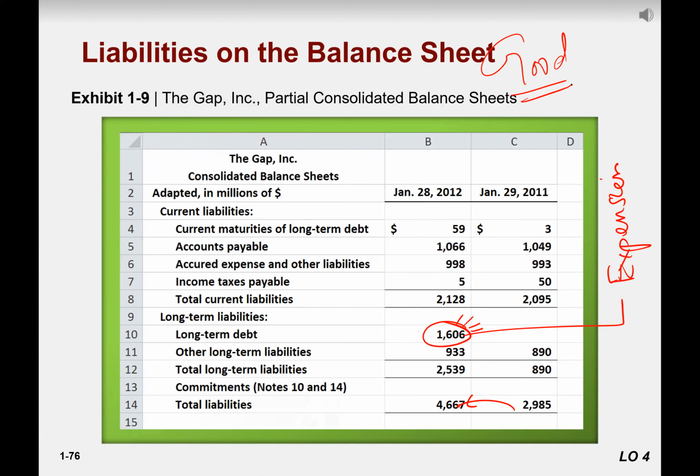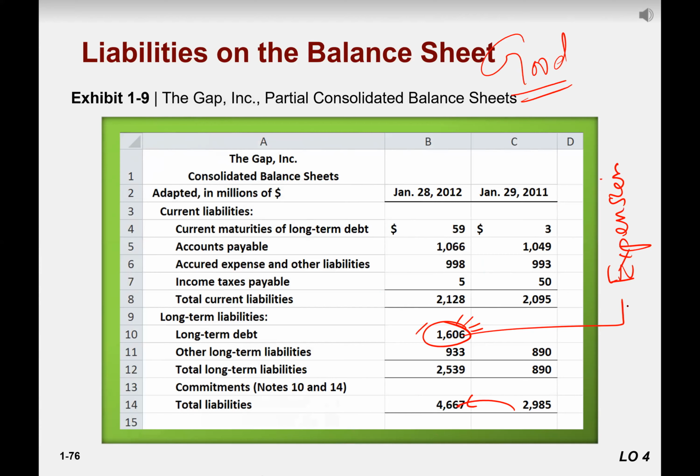Having a large portion of liabilities, is it good or bad? It depends. Why? Because you need to find out the sources of liabilities, whether the debt is increased or decreased with some kind of purpose or not.